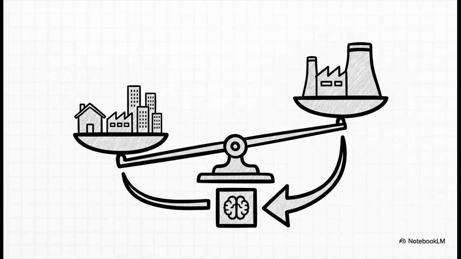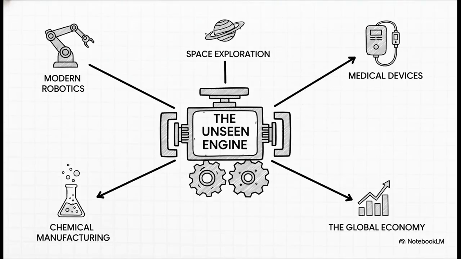It even keeps our whole society running. The global power grid is one giant control system. It's always sensing how much electricity we're all using, and it tells power plants to ramp up or down in real time to match that demand perfectly. It's the only thing preventing constant blackouts. So yeah, it's the invisible engine driving everything. Modern robotics, chemical manufacturing, space exploration, even medical devices like an insulin pump that acts like an artificial pancreas. It's even at the heart of the global economy.